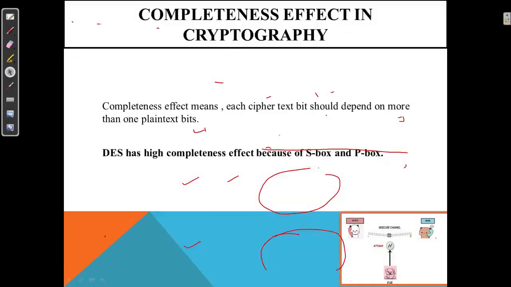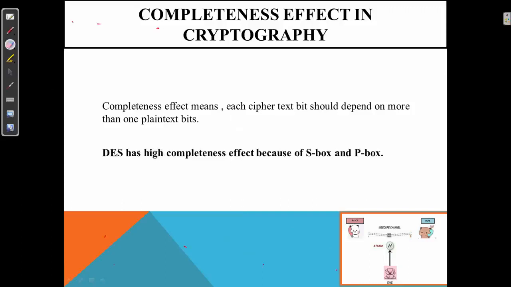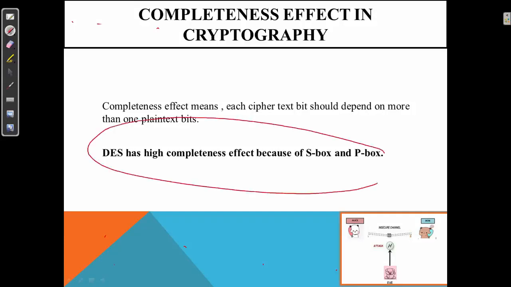Next one is completeness in cryptography. Completeness means each ciphertext bit should be dependent on one or more than one plain text bit. So if we talk about DES, it has a high completeness effect because of the S box and P box. So avalanche effect and completeness effect both are high in DES. So this is about the cryptanalysis of DES.